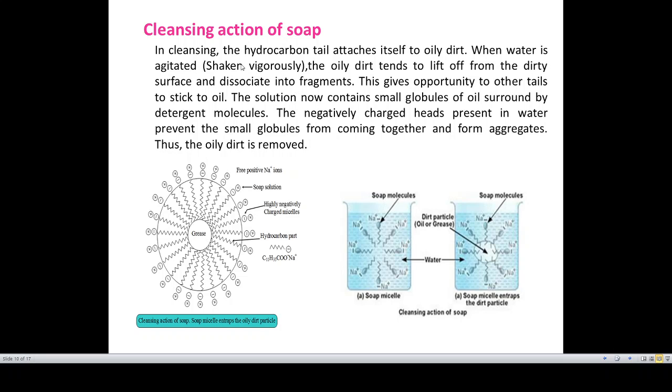During the cleansing, the hydrocarbon chain attaches itself to the oily dirt. When I shake the water vigorously, the oily dirt tends to lift off the surface and break into fragments. This gives an opportunity to other tails to stick to the oil. The solution now contains small globules of oil surrounded by detergent molecules. The negatively charged heads face outside in the water, and this prevents the small globules from coming together to form aggregates, and the dirt is easily removed.